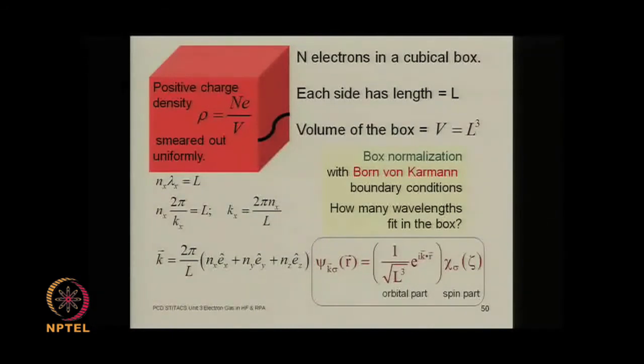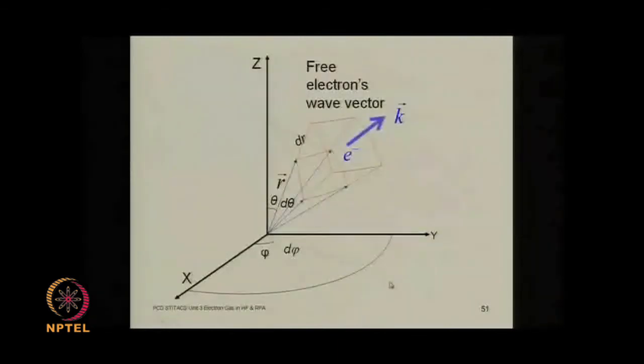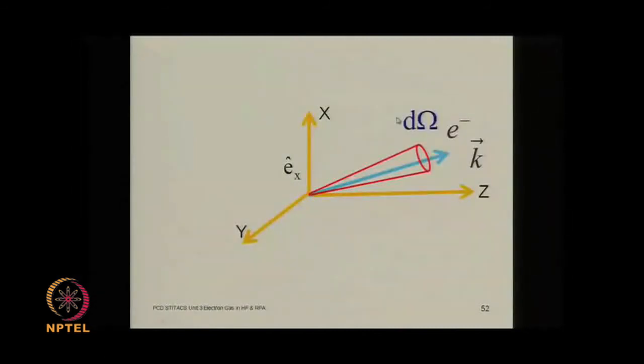Okay. So, you have got the orbital part, you have got the spin part which is chi of zeta. So, this is the spin orbital that we shall be working with, and if you now have a free electron wave vector in the direction k, then what we can do is count the number of states.